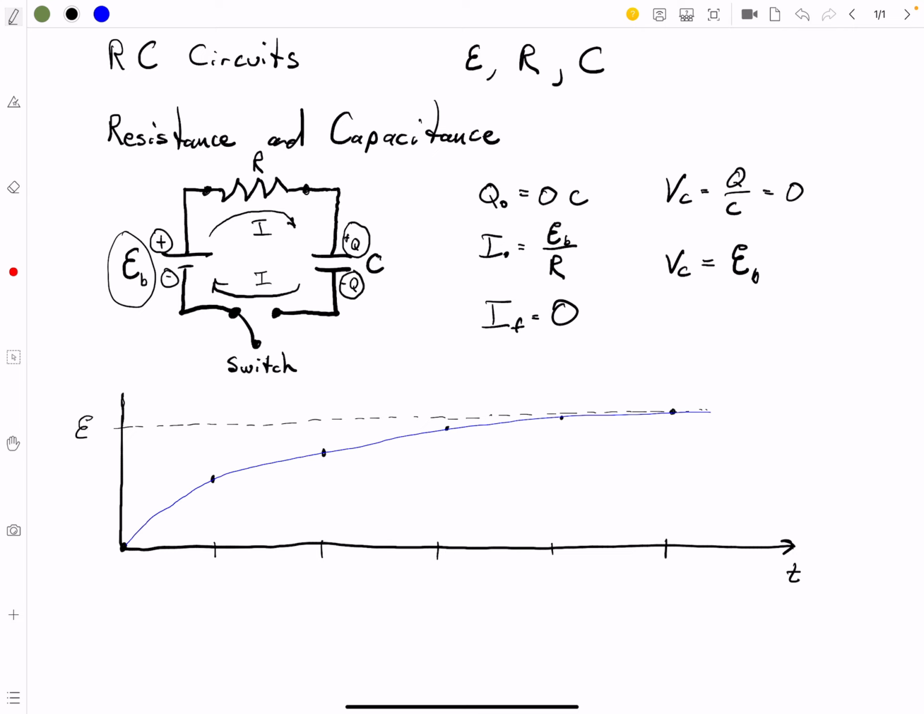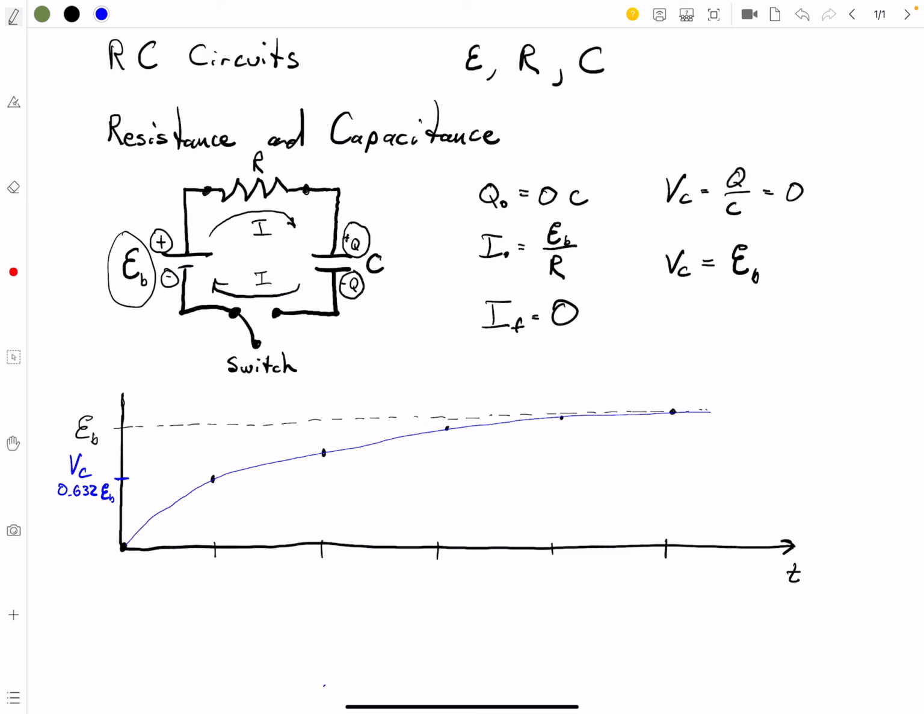This is the battery's EMF. What we've drawn in blue is the capacitor's voltage, also its EMF, if you want to think of it that way. And at this point, I don't know if I drew it quite correctly, but this is 0.632 of our battery's EMF.